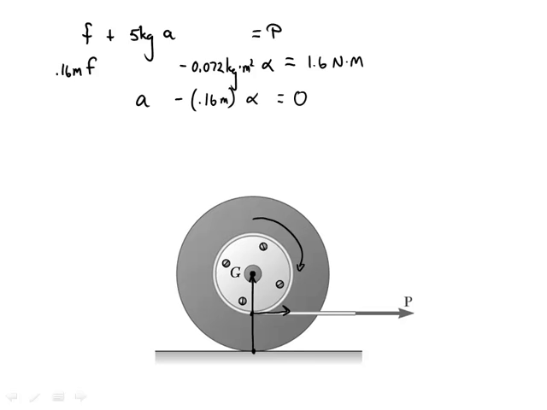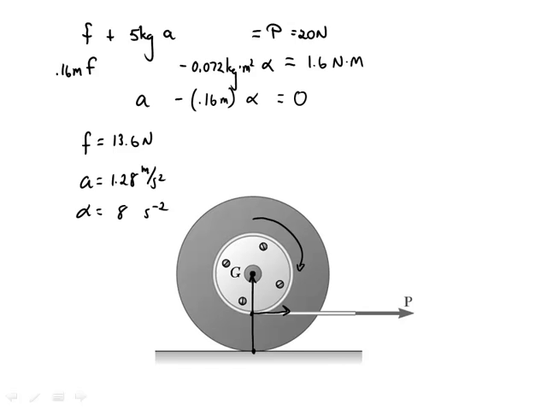So I have a system of three equations and three unknowns. P here, by the way, is 20 newtons. So when I solve this out, I get F is equal to 13.6 newtons, a is equal to 1.28 meters per second squared, and alpha is equal to 8 seconds to the minus 2, which is the same as radians per second squared.